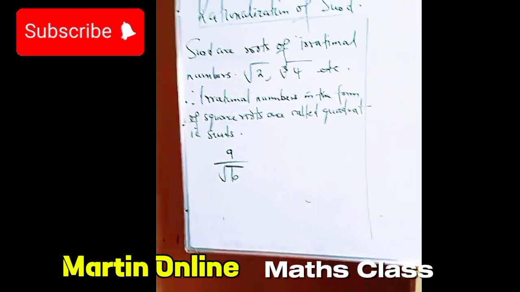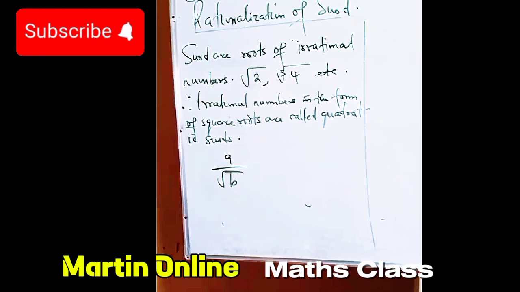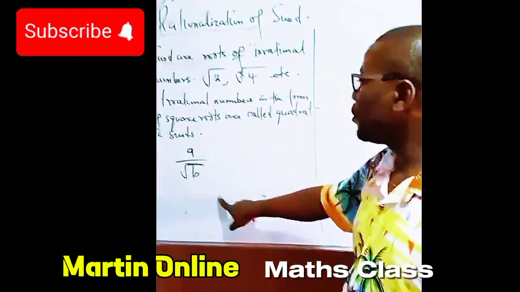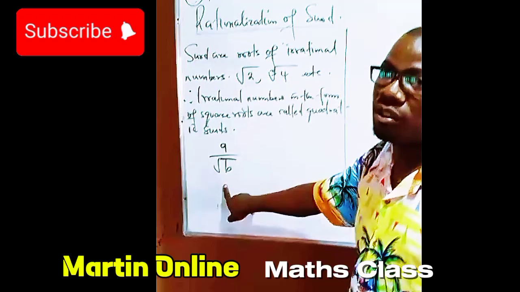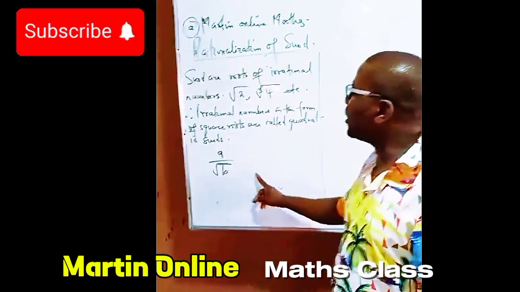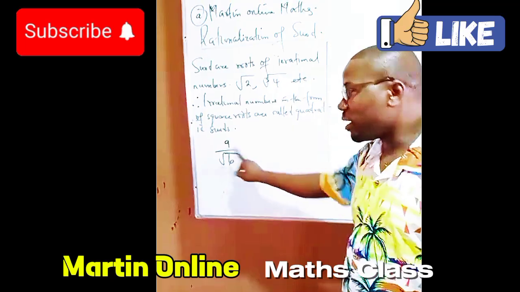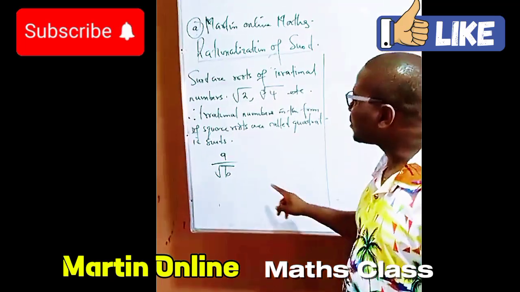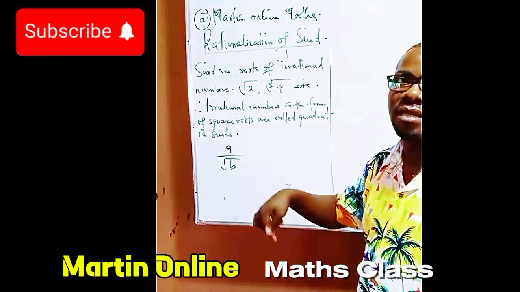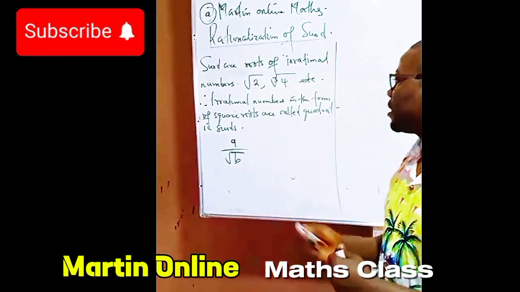To do that, I need to multiply the numerator and denominator of this fraction by the surd of the denominator. The essence of doing that is to make the denominator a rational number, that is, a number that we can express as a ratio of two integers.